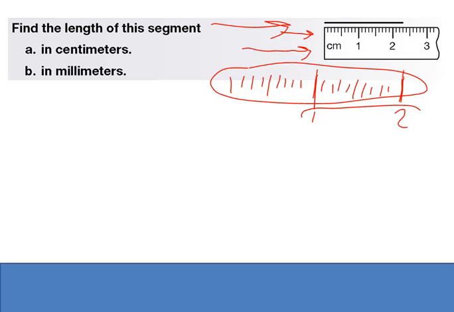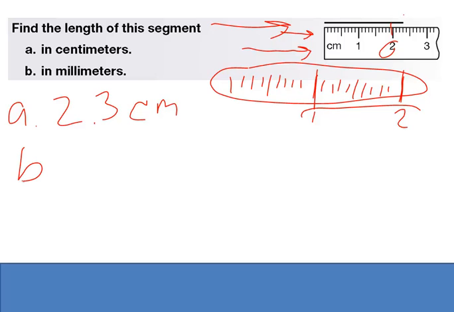So knowing that, let's go ahead and find the length in centimeters. Well, we can see that we have 2 right there, and then we have 3 tick marks. So 2.3 centimeters is our answer to A, because we have 2 centimeters and 3 millimeters. So 2.3 centimeters is how we say that.